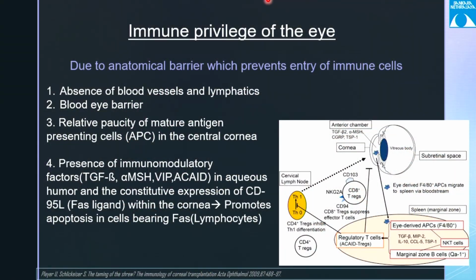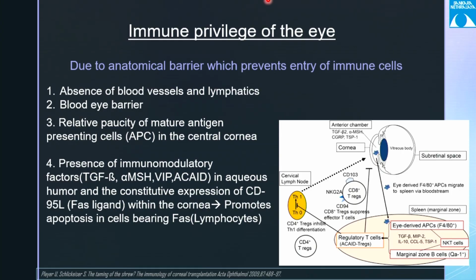Okay, go ahead. The immune privilege is basically an anatomical barrier which prevents the entry of immune cells. It is because of the absence of blood vessels and lymphatics in the cornea, because of which the inflammatory cells and the immune cells don't come directly. There's a blood-eye barrier which again prevents the intravascular space from coming in contact with the ocular space.